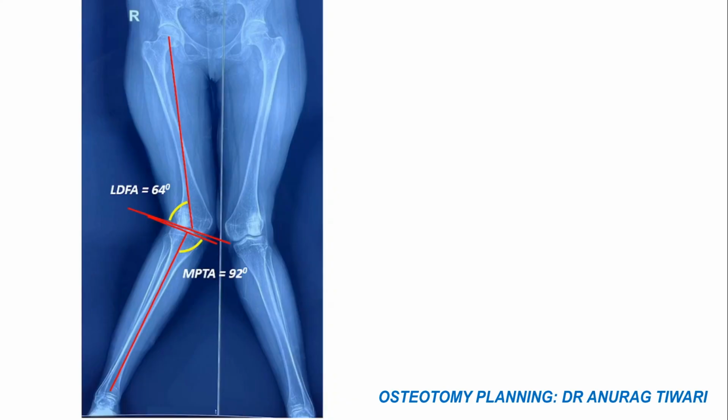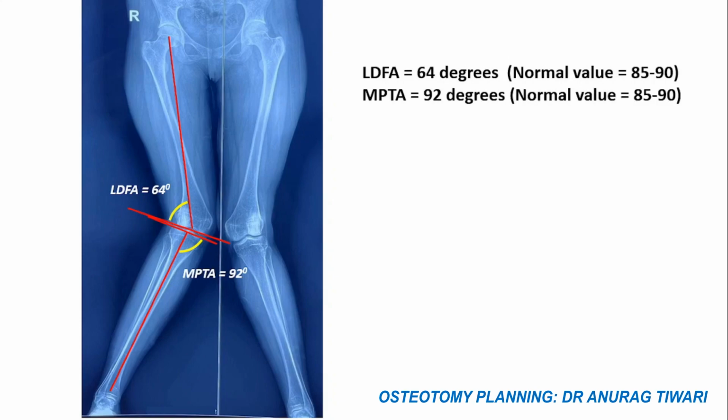So you should know about these two angles, that is LDFA and MPTA, and their normal values, so that you can plan your deformity correction osteotomies. So LDFA, the normal value is from 85 to 90 degrees. In this scenario, we have got LDFA of 64 degrees. And similarly, MPTA in this case is 92 degrees. The normal value is around 85 to 90.